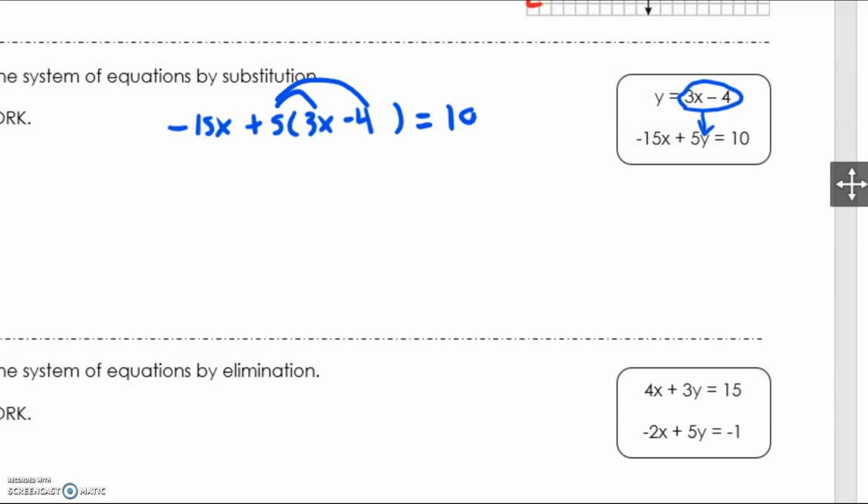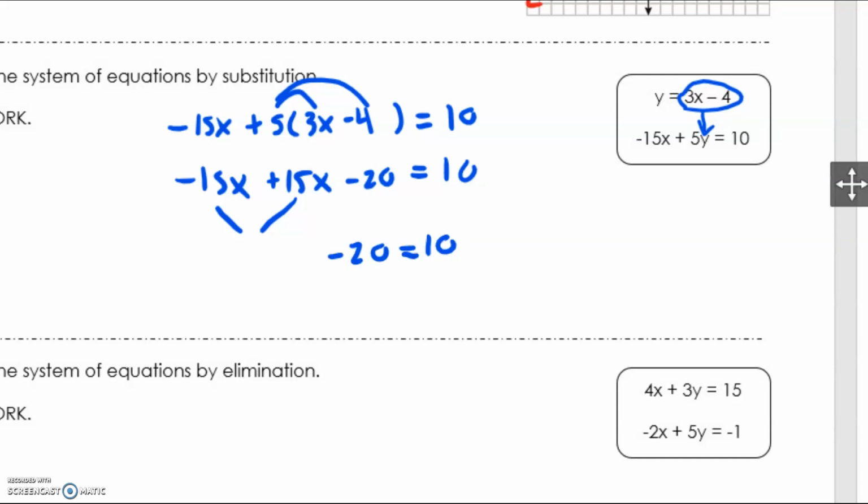Start by distributing. -15x plus 5 times 3x would be 15x. 5 times -4 is -20, equals 10. Combine like terms. And when I do that, the x's actually eliminate here. So the x's are gone, and we have -20 equals 10.